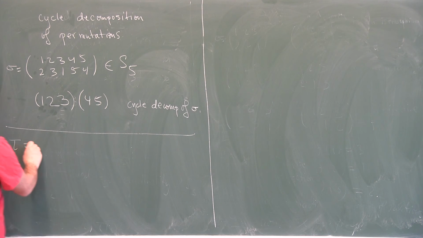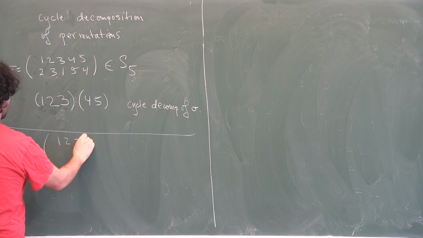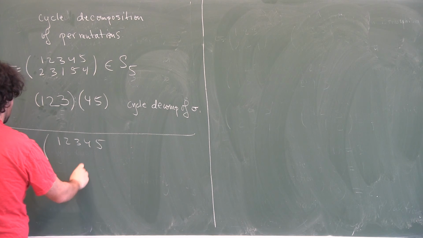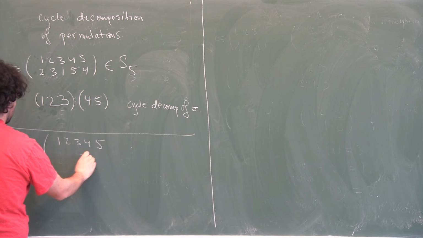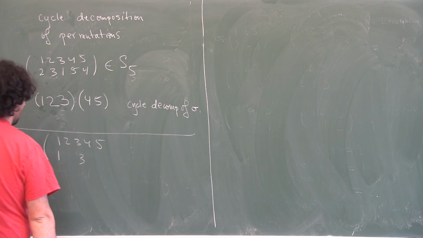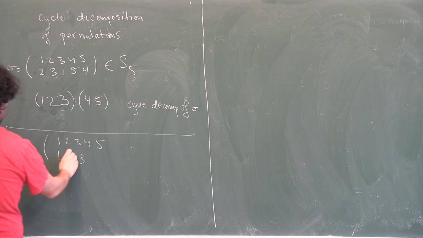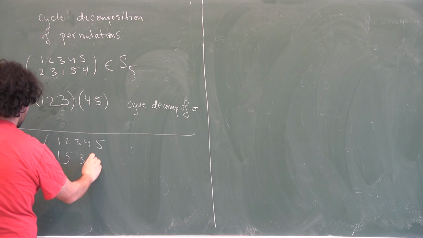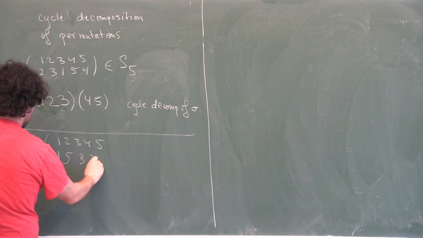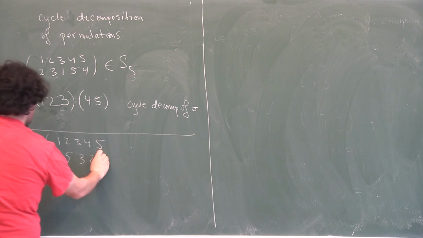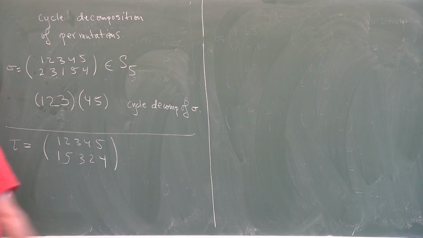Okay, let's do another example where this time I will put on top some elements mapping to themselves. So 1, 2, 3, 4, 5. And let's say 1 and 3 map to themselves. And then I'll have 2, 5, 4, 2. So here's a permutation, again in S5.